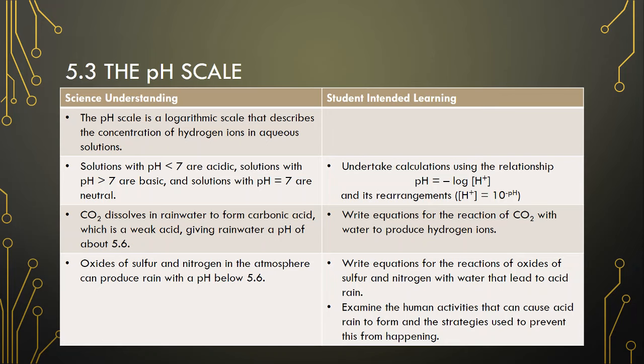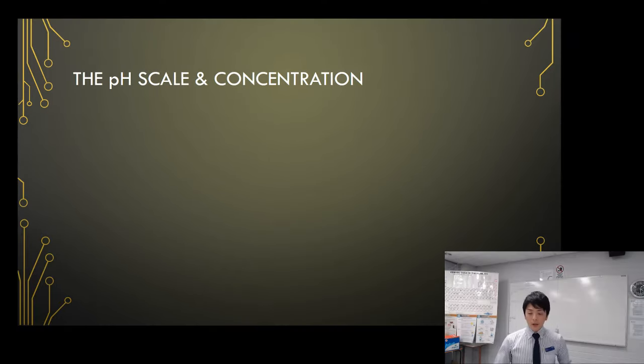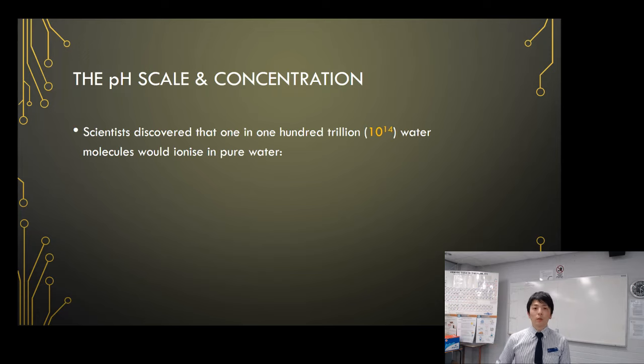Now, before we get into that, let me just go through some background information that is quite important for you to know. The pH scale and concentration are related somehow, and I would like to talk about why and how. Back in the day, scientists discovered that 1 in 100 trillion, which is 10 to the power 14, is quite an important number, so that's why it's in yellow. Make sure you write that down with underline or highlight.